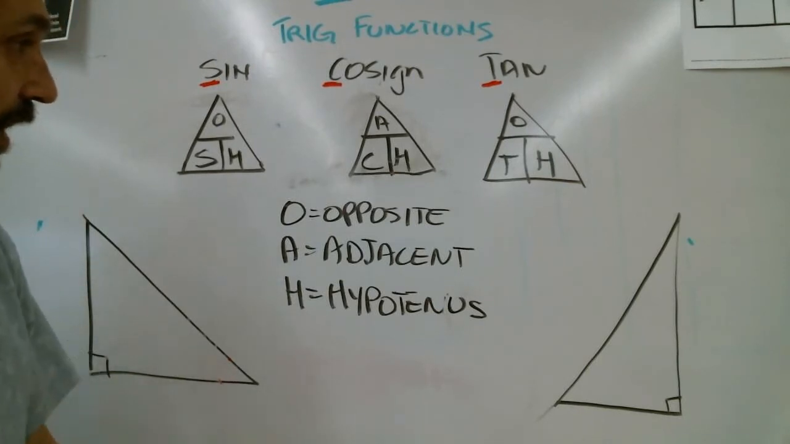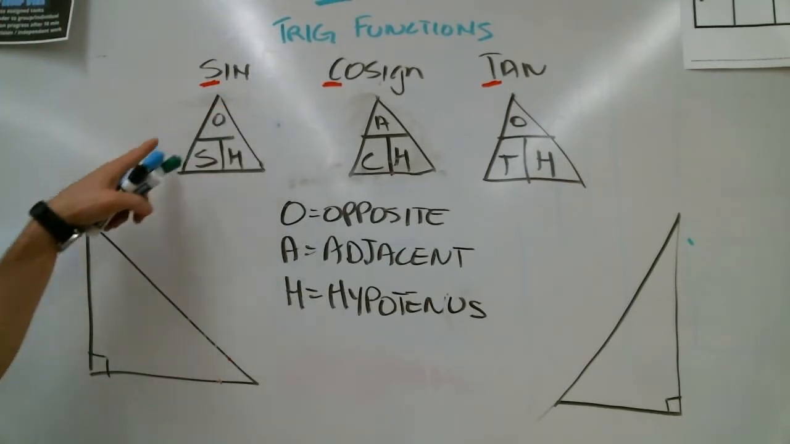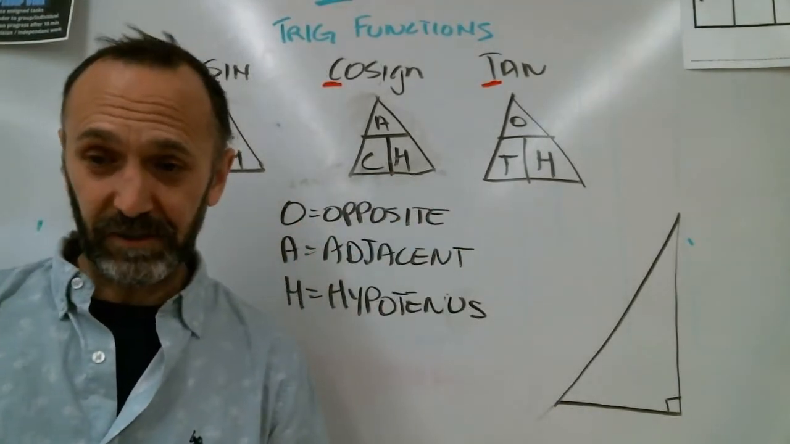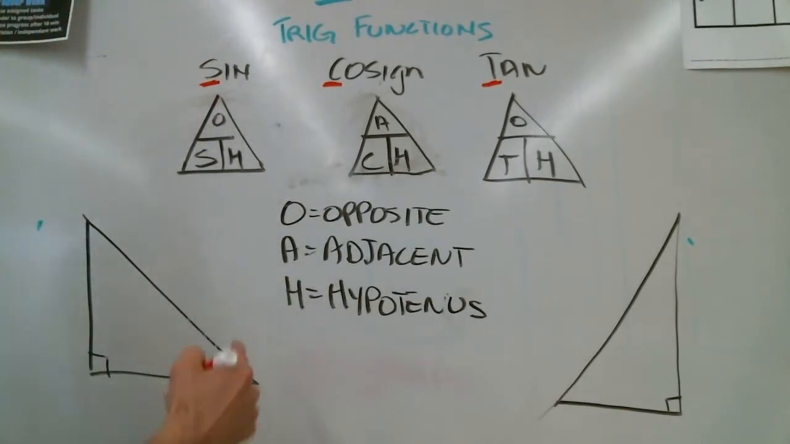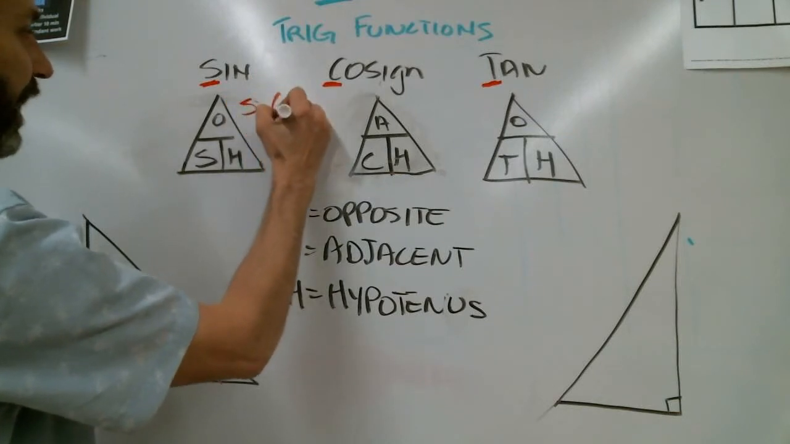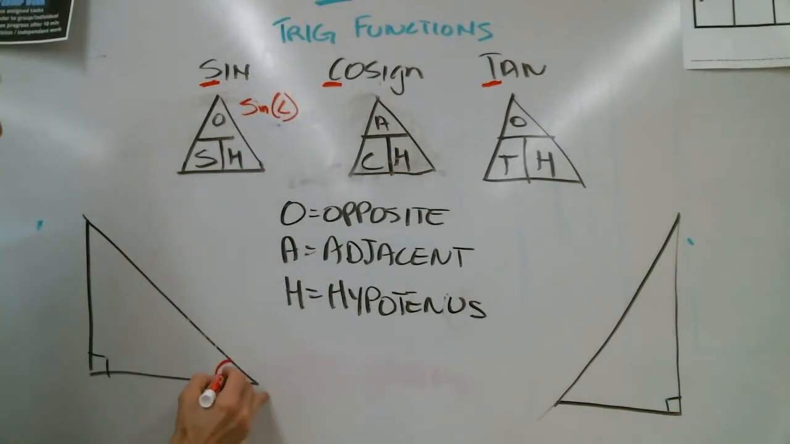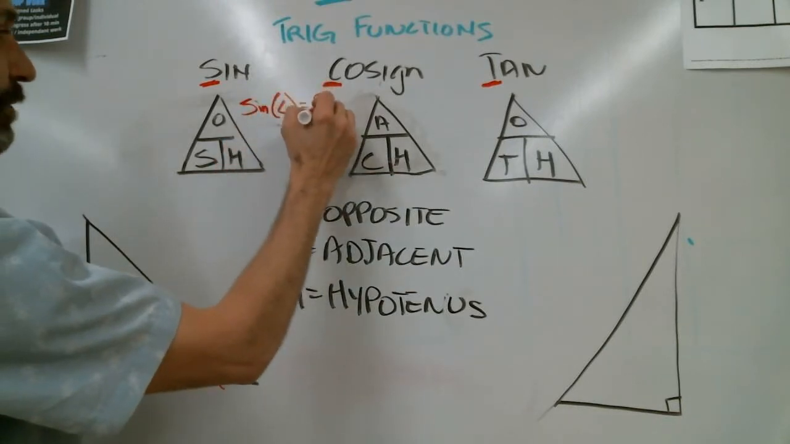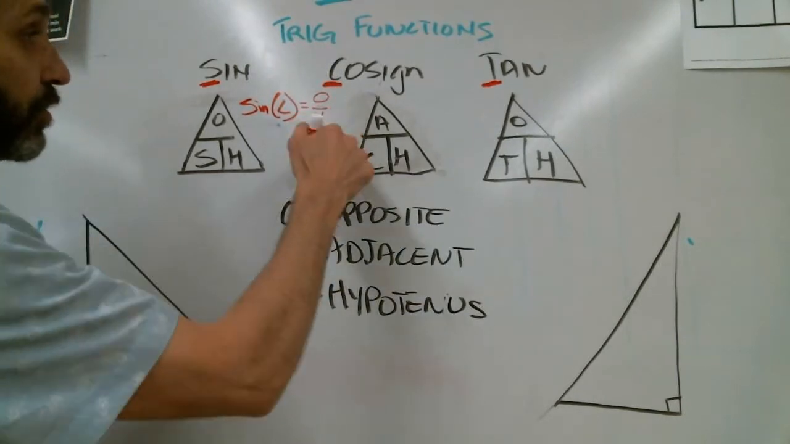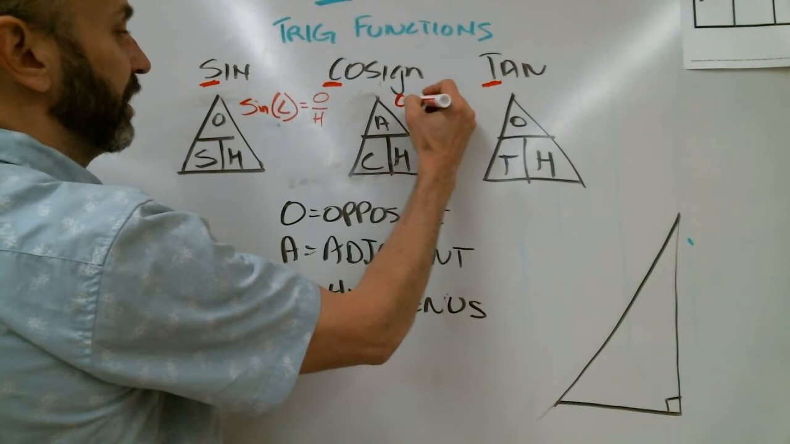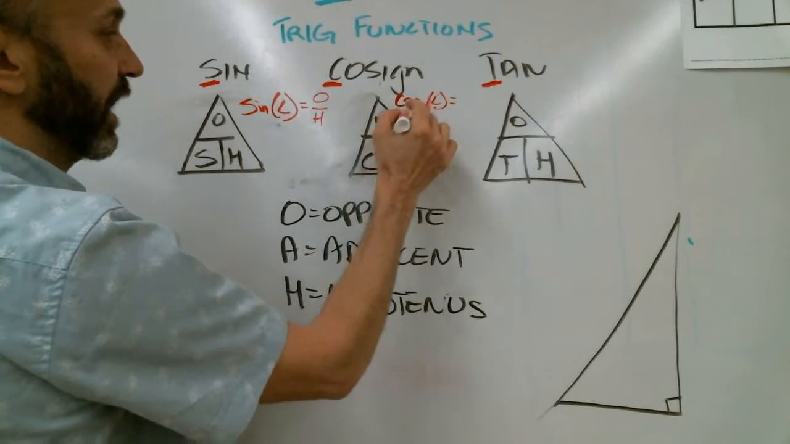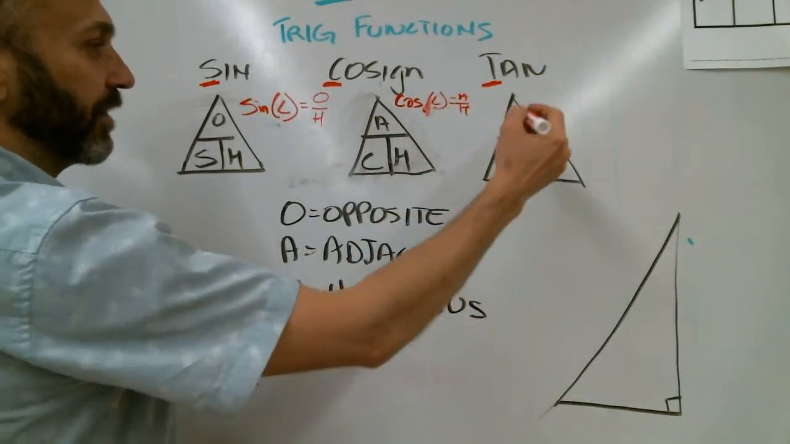There's a few things you need to know right off the bat. These ratios set up algebraic expressions that you can solve, just like Pythagorean theorem. So the sine law is the sine of an angle, let's call it x, equals the opposite over the hypotenuse. Cosine law is going to be the cosine, cos, of an angle equals adjacent over hypotenuse.